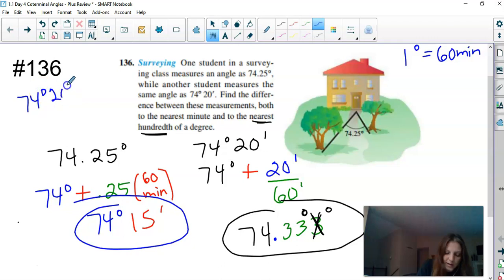That's what the one student got. And we just calculated this measurement that the other student got and found out that it would be 74 degrees 15 minutes. So pretty close, actually. When you're talking about minutes in an angle, you're talking about a really small amount.